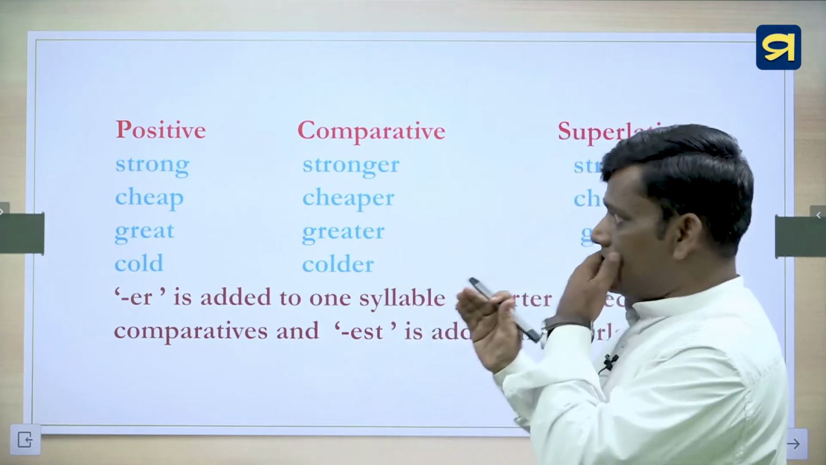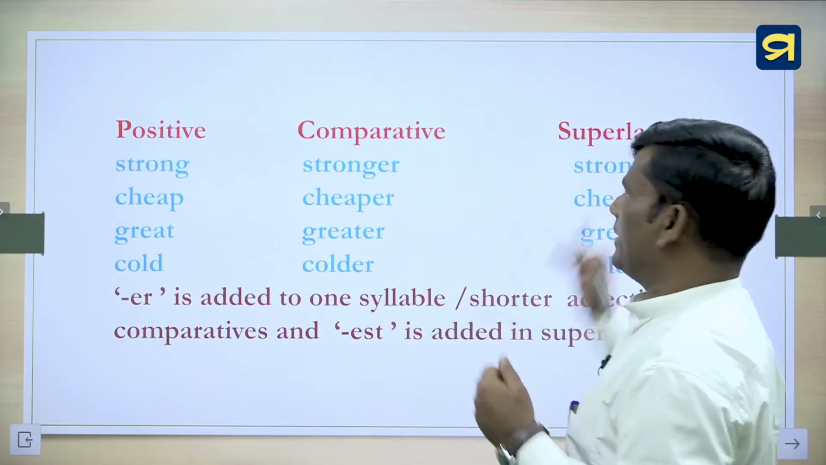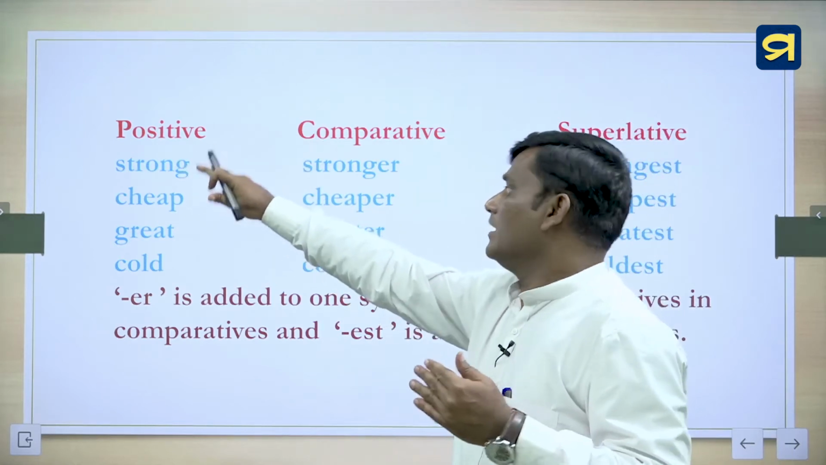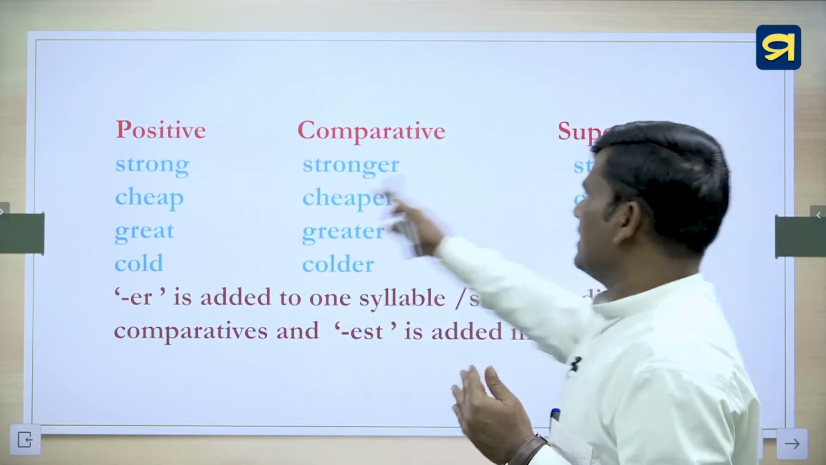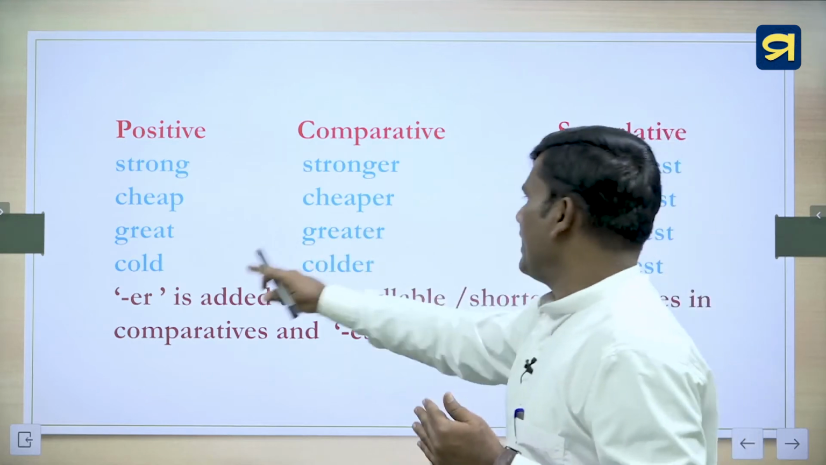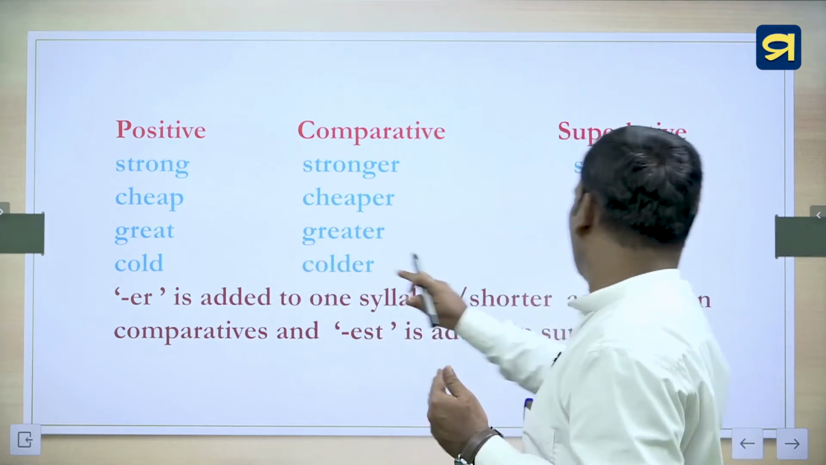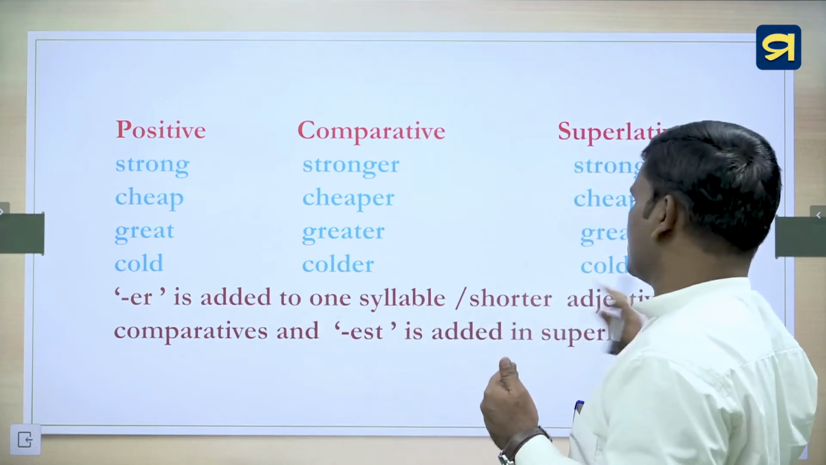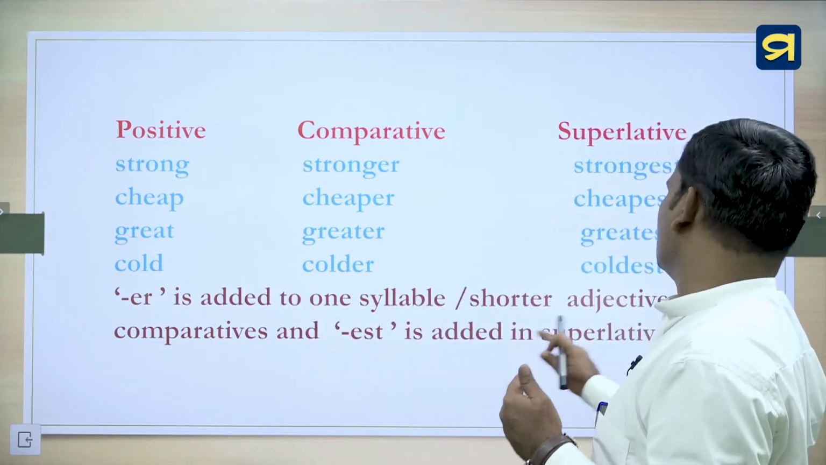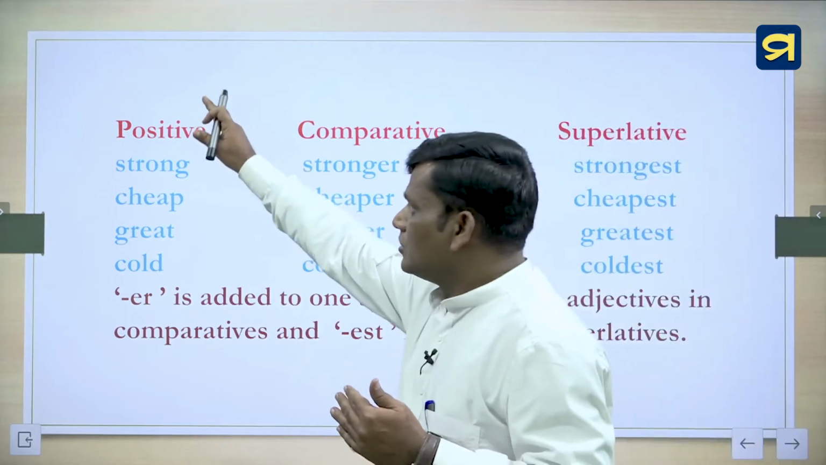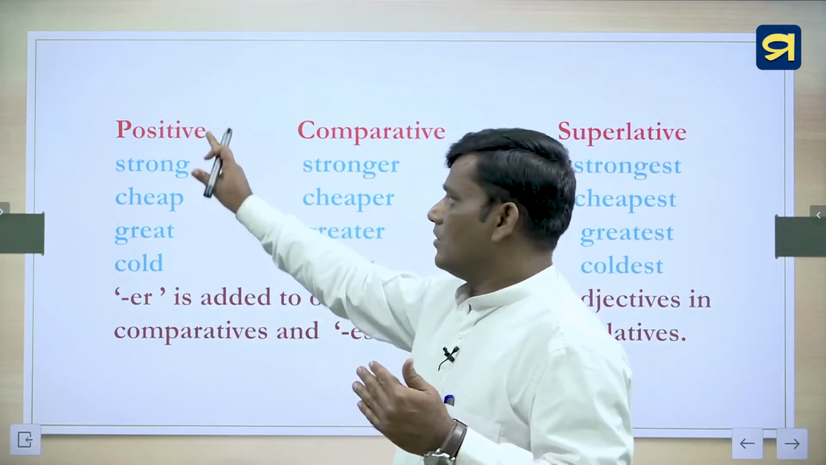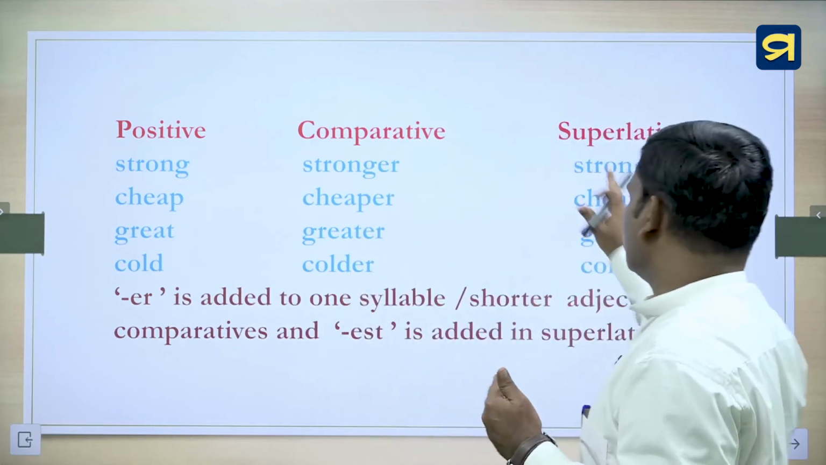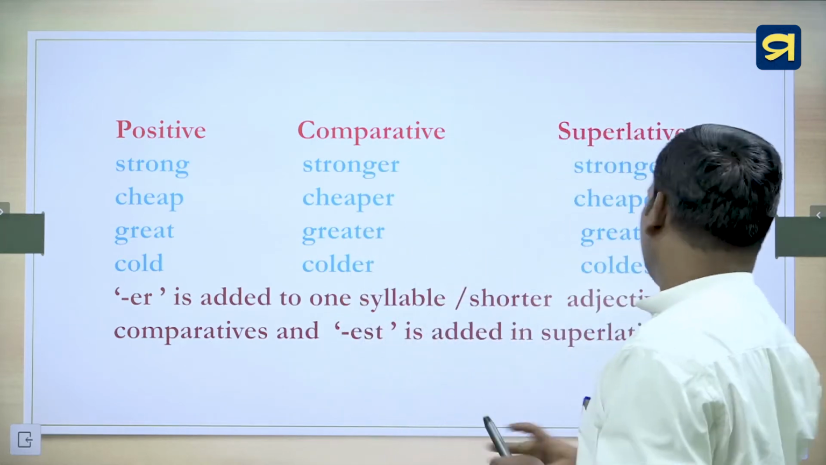Some examples are given here. Positive, comparative, and superlative degree. Strong, stronger, strongest, because it is a shorter adjective. Cheap, cheaper, cheapest. Great, greater, greatest. Cold, colder, coldest. ER is added to one syllable or shorter adjectives in the comparative, and EST is used in the superlative degree. These are the shortest adjectives, one syllable adjectives. ER is added in comparative. EST is added in superlative degree. Next.